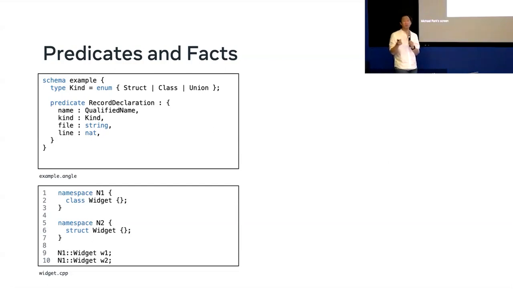And then the location of where that record declaration is. So for now, we're just going to store the file and the line. There are a few different built-in types that come with Glean in Angle, and string and nat are part of those built-in types that are available.